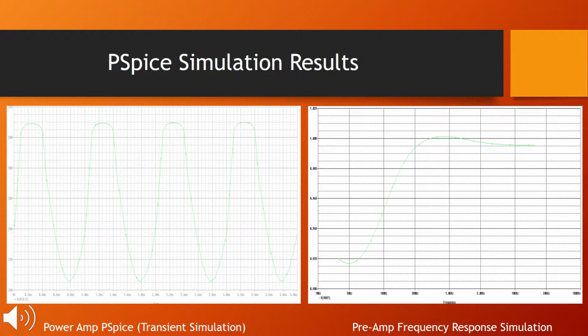Similar to the preamp stage, we performed transient and frequency response simulation for the power amp. From our observation, we can see that the transient simulation shows a stable sine wave with less distortion. From the frequency response graph on the right, we can observe that the signal peaks at approximately 1 volt. This means that the maximum gain that can be achieved is 1 volt. Since the input signal is 100 volts peak to peak, the gain for the power amp is around 10 volt by volt, which perfectly fits our design criteria.